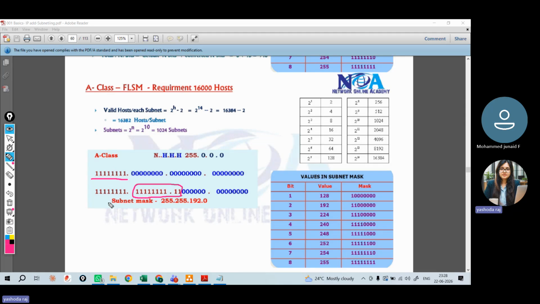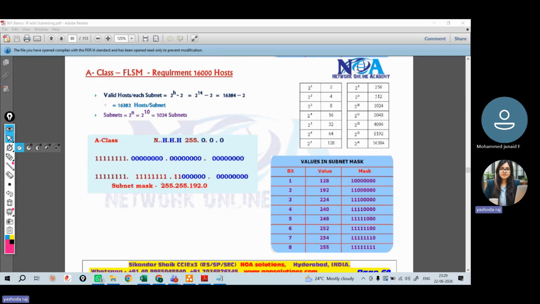That is 10, 8. Here 2. So this is 10, 8 plus 10. That is 18 bits. So total network bits are 18 bits. That is /18. Can I write? Okay, this is clear, no? Yes, this is clear. So next thing.